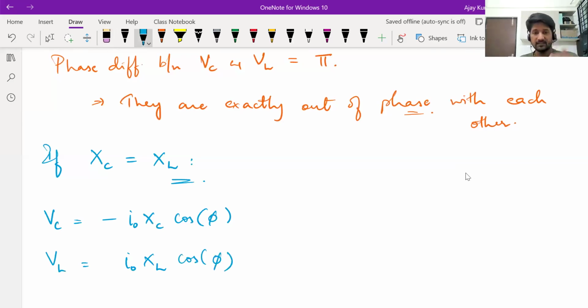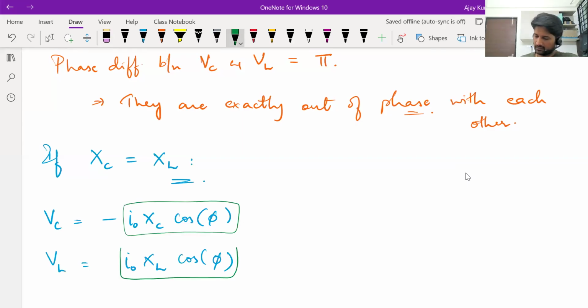Fine. If XC is equal to XL, it means this whole thing without the minus sign is equal to this whole thing. It means the voltage across the capacitor and inductor have the same magnitude, but they are of exact opposite signs. Then in that case, the sum of these two voltages effectively becomes 0. Okay, and why is this case interesting?